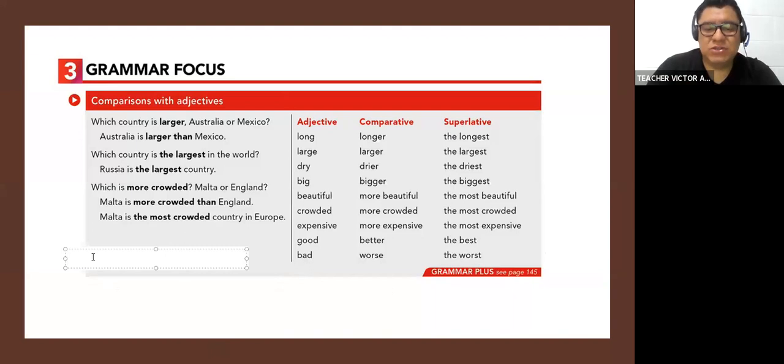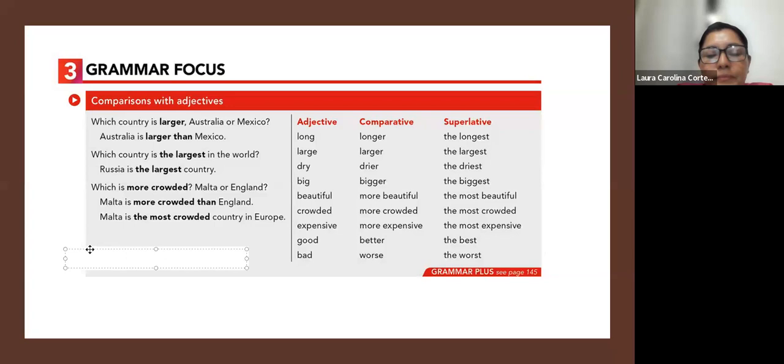Like for example, as you mentioned, good is the adjective. In comparative, we use better, and in superlative, we use the best. The same for bad. There are some others. Actually, there is a list. I think I will share that list in the chat, because there are not many irregular adjectives that we need to remember. They are just a very few.